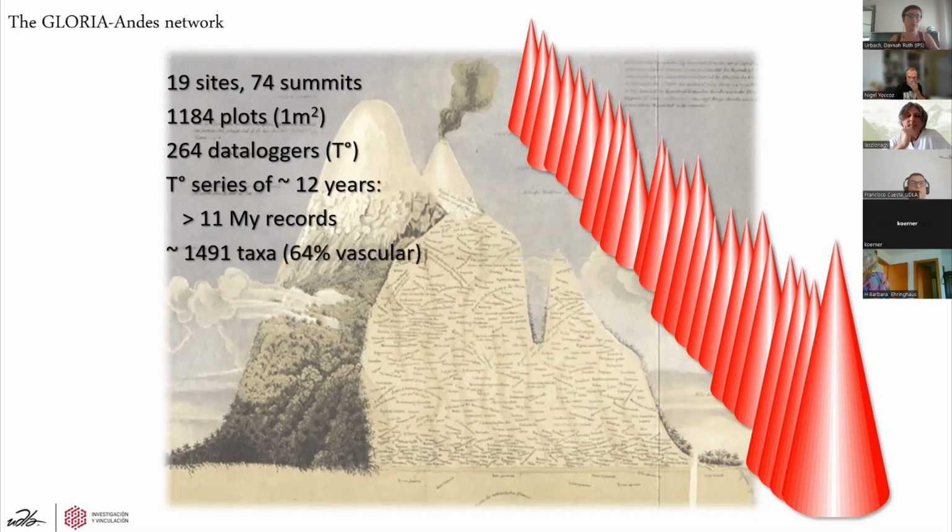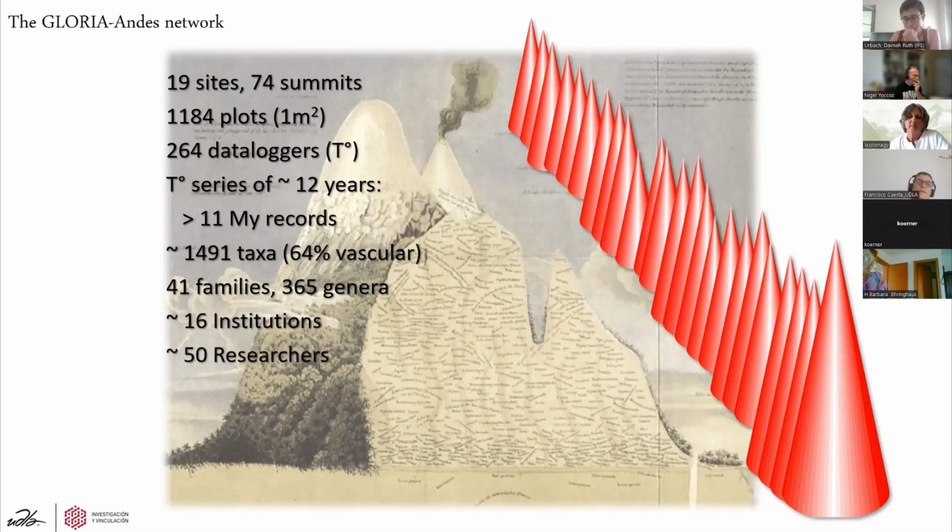More or less, we have 1,491 taxa that are being monitored on these summits, which translates to 41 families and 365 genera. There are 16 institutions involved in this effort, more or less 50 researchers. We have covered 7 countries. We were missing Chile until 3 years ago. And now we have completed the whole Andean chain.